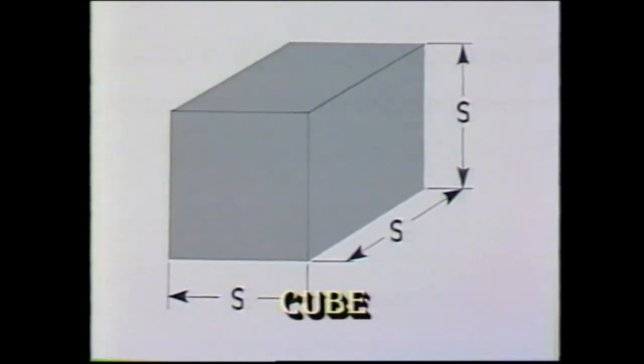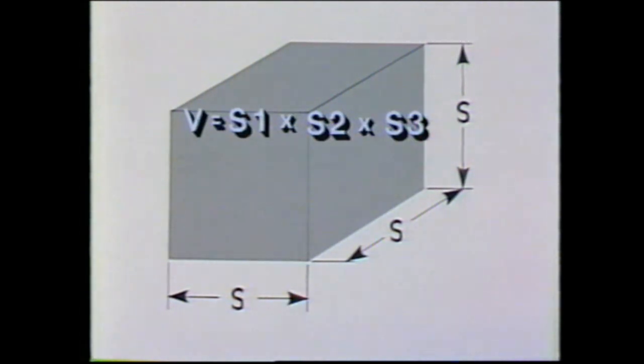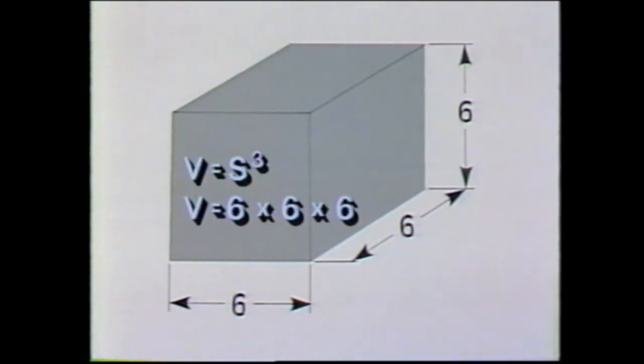The formula for finding the volume of a cube would then be the volume equals S sub 1 times S sub 2 times S sub 3. Since all sides are equal, the formula becomes simply S cubed. For example, a cube measuring 6 inches on each side would contain 216 cubic inches.